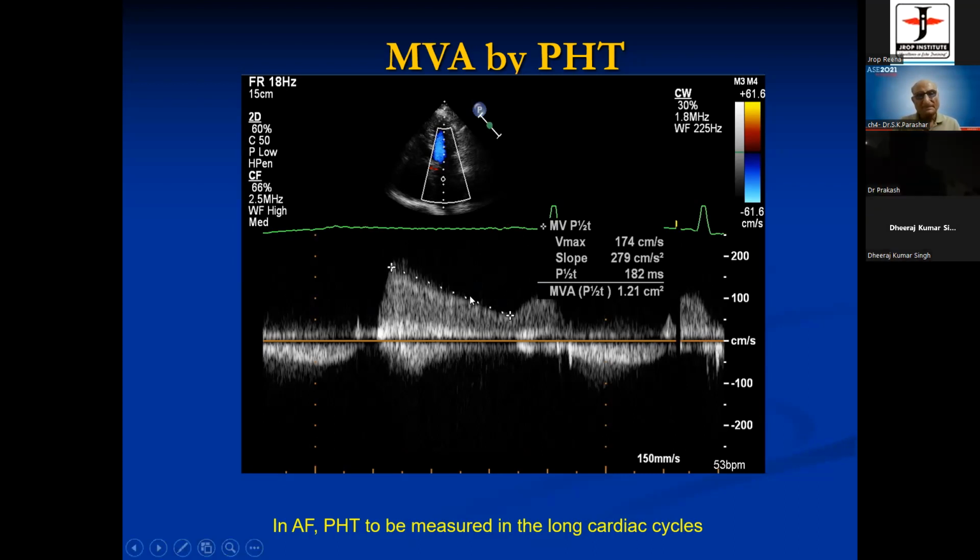Sir, voice is very much breaking. This is a mitral Doppler. Brother, how far do I raise my voice? So can you see this?